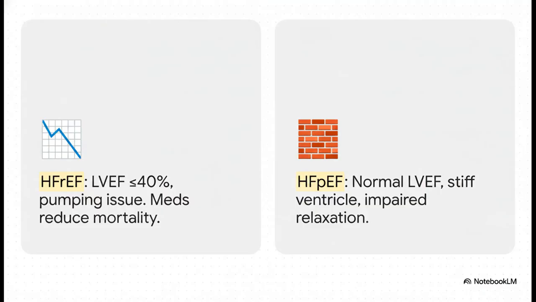First things first, we've got to contrast the two major paradigms of chronic heart failure. This is literally the bedrock of clinical cardiology. On one side, we've got heart failure with reduced ejection fraction, HFrEF. This is an ejection fraction of 40% or less. It's fundamentally a pumping problem, and the crucial takeaway here is that optimized medical therapy actually reduces mortality by stopping cardiac remodeling. Now, on the flip side, we have heart failure with preserved ejection fraction, HFpEF.